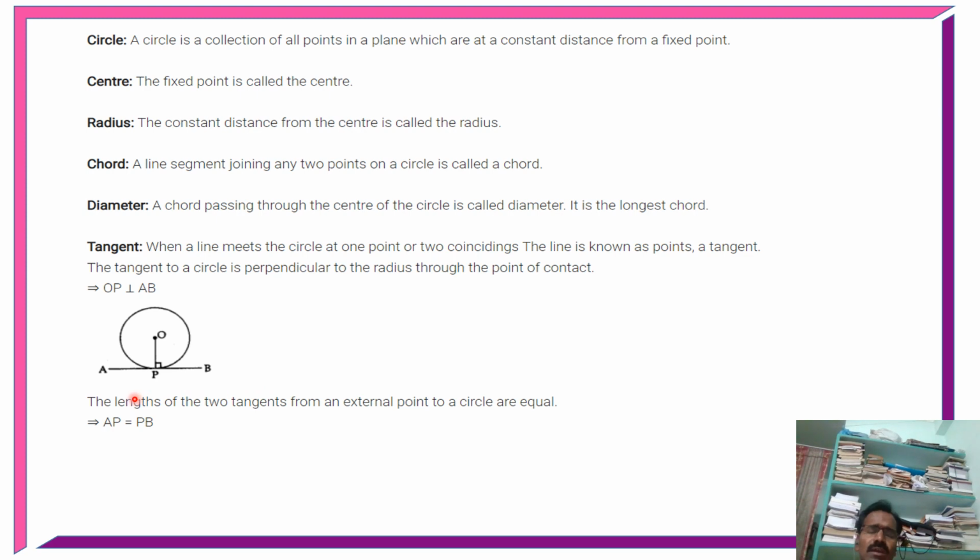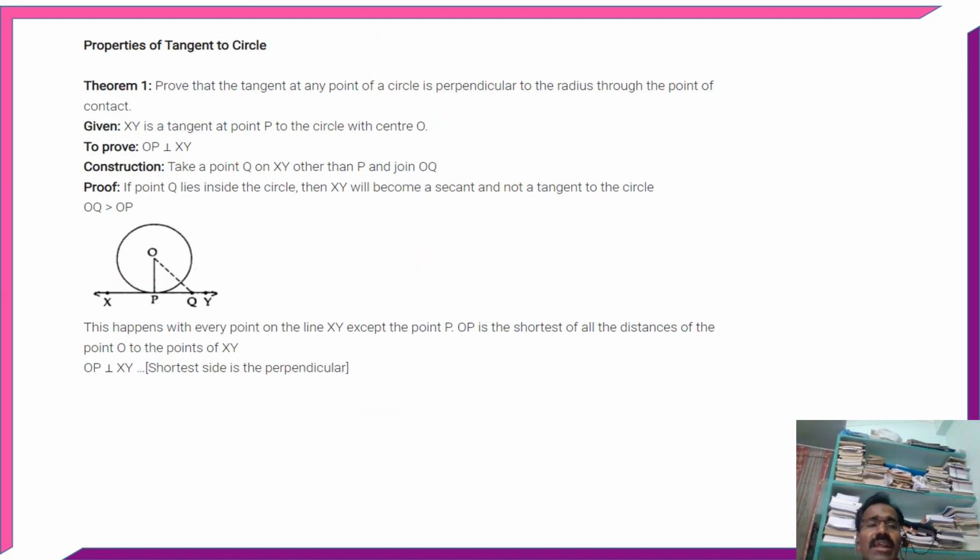Once again, I'm repeating, students, the line segment or a line which touches only one point on the circle is called a tangent. Tangent is always perpendicular to the radius, or radius is always perpendicular to the tangent. This is one of the important theorems of circles. Let me go to the next slide.